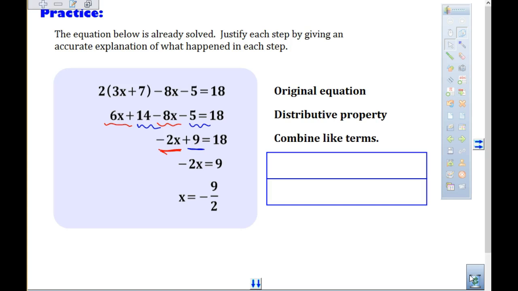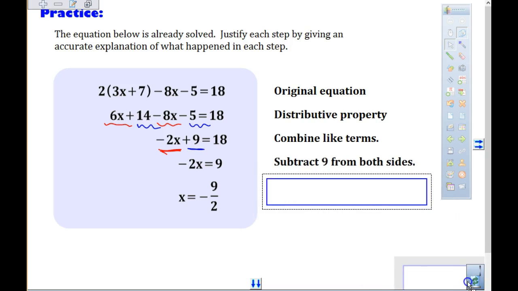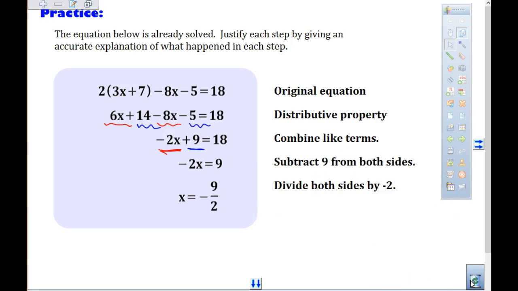Now, they don't have negative 2x plus 9, they just have negative 2x. How'd they get rid of the 9? What'd they do? Subtract 9 from both sides. Another thing we sometimes call that is the subtraction property of equality. I'm okay if you just put subtract 9, but make sure you tell me both sides of our equal. And then the last step, what did they do to finish the problem? Divided by negative 2. Divide both sides by negative 2.